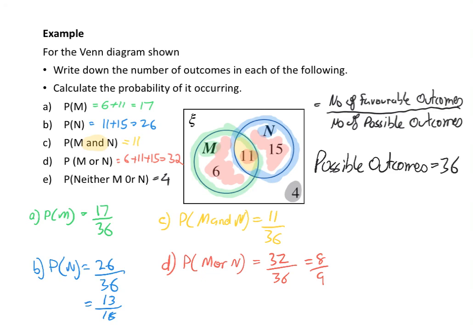And then the last one for E, the probability of neither is equal to 4 over 36, which is equal to 1 over 9. So that is an example of how we can use a Venn diagram to help us with our probability calculations.